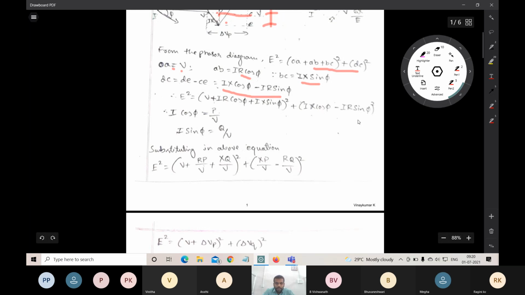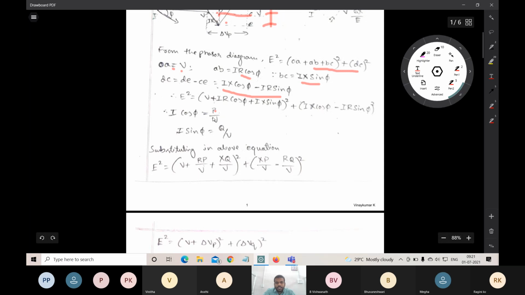And we know that P is equal to VI cos phi. So this is the power formula for active power. And Q is equal to VI sin phi. This is our reactive power formula. So these two things we know: P is equal to VI cos phi, Q is equal to VI sin phi.